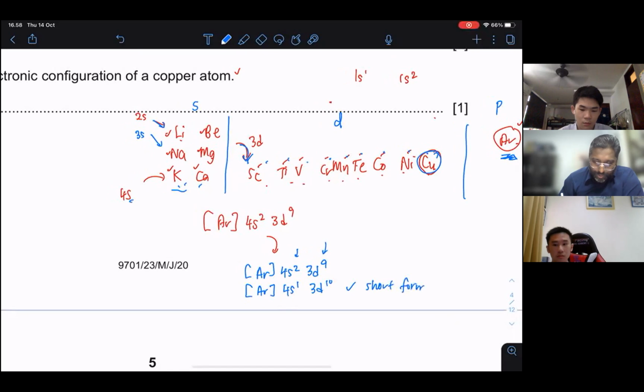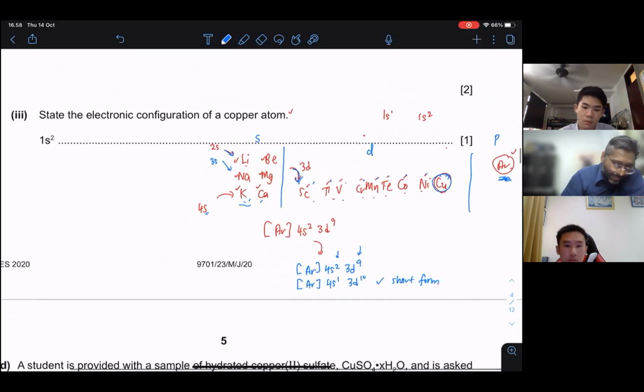Okay, you do not write using short form, and again they already put 1s2. So what you need to do is write for argon. Argon is what? Yeah, argon is over here. If you look at argon, so argon is going to be 1s2, 2s2, 2p6.